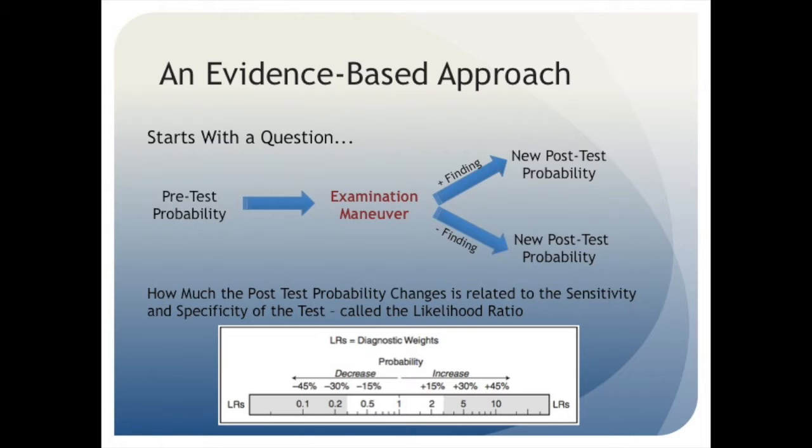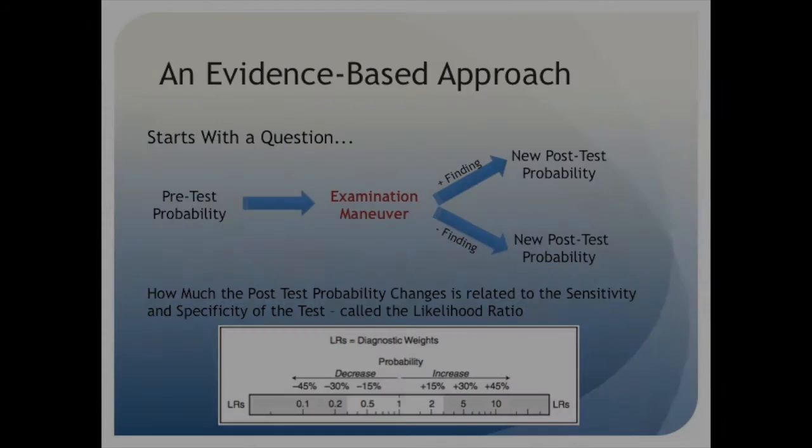How much a given physical exam maneuver changes your pretest probability depends on the sensitivity and specificity of the test, which in this case is expressed as a function called the likelihood ratio. You can see in the figure how a positive or negative likelihood ratio can affect your pretest probability either a great deal, for example if you have a positive likelihood ratio of 10 or more, or barely at all, for example a likelihood ratio close to 1. Let's see how this applies to the patient presenting with abdominal pain.